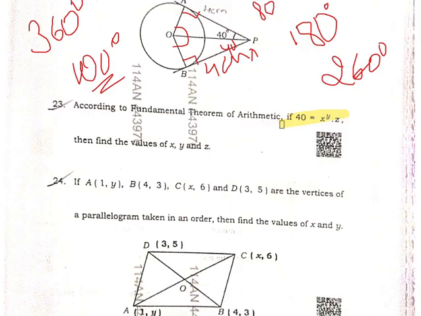If 40 is equal to x to the power of y into z, then find out the value of x, y and z. If you know the statement of the fundamental theorem of arithmetic, you get the answer easily. The fundamental theorem of arithmetic states that every natural number can be expressed in the form of a product of powers of its prime numbers.